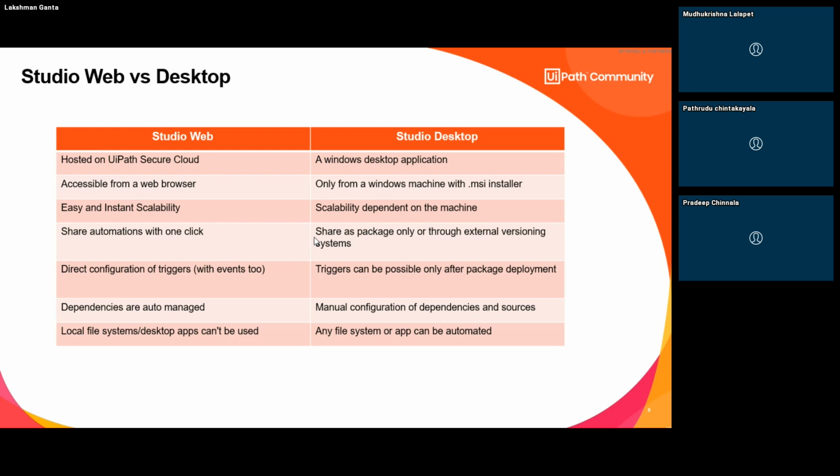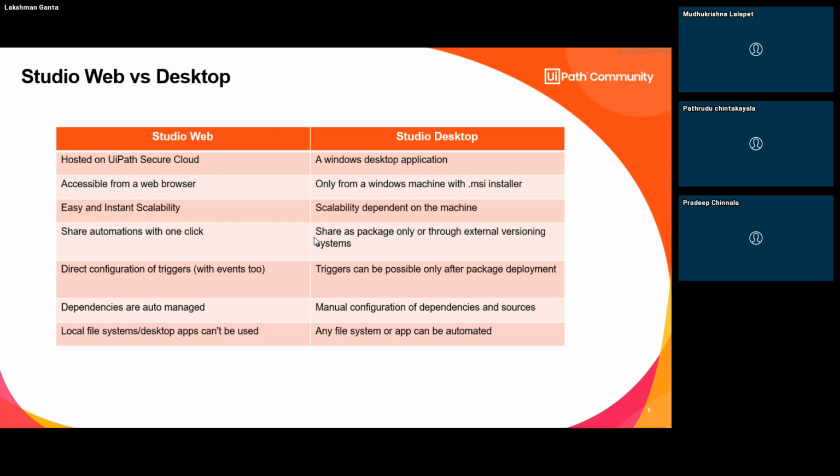One more advantage of studio web, as I mentioned earlier, is that we can create direct configurations on the events. Event based automation we can easily create here. In studio desktop, after deployment only we can create the triggers, whether it is a queue based trigger, API based trigger, or event based or schedule based trigger.